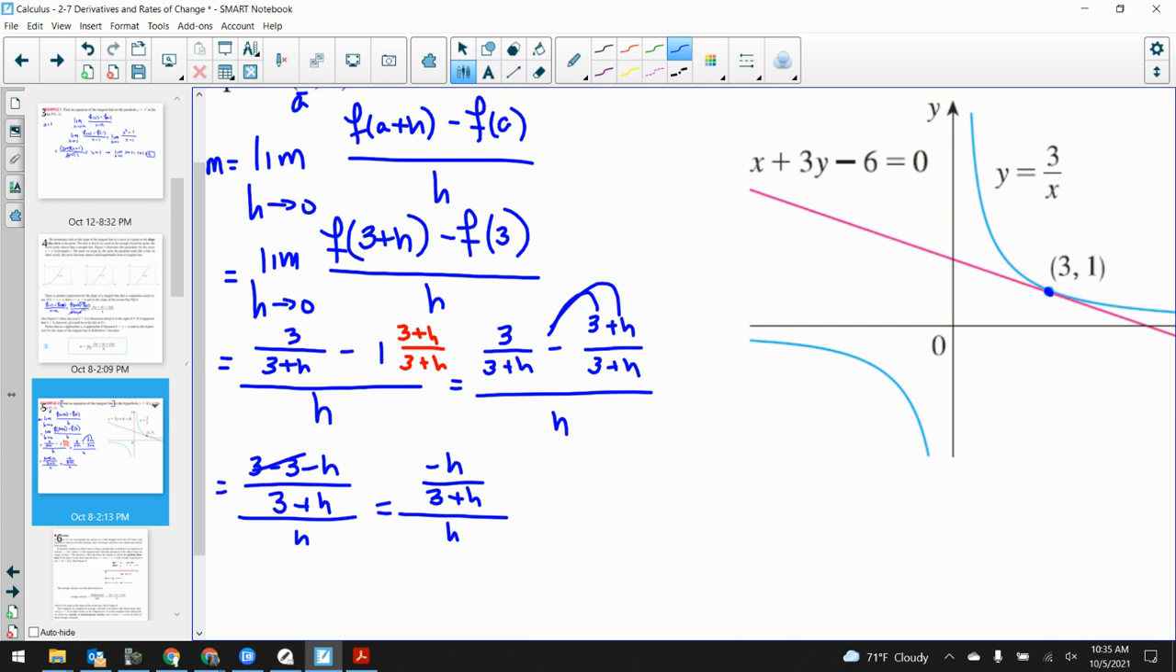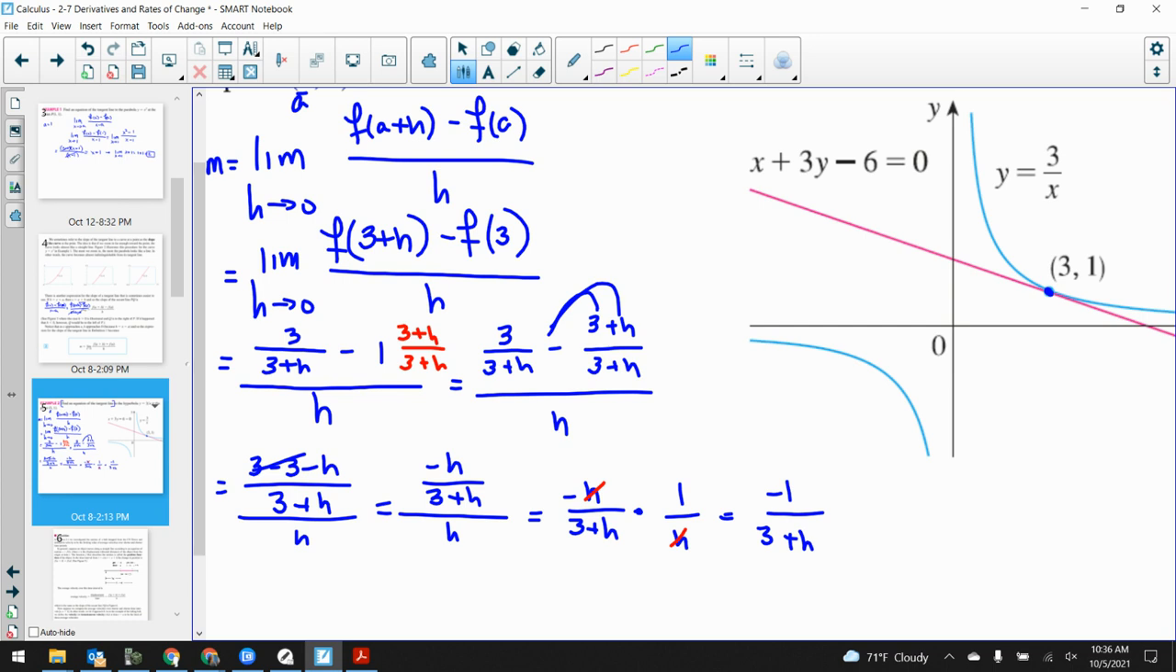Okay, I'm going to change that division, that divided by h, into multiplying by the reciprocal. Negative h over 3 plus h. Instead of divided by h, I'm going to multiply by 1 over h. And I do that so that it cancels. So this is negative 1 over 3 plus h.